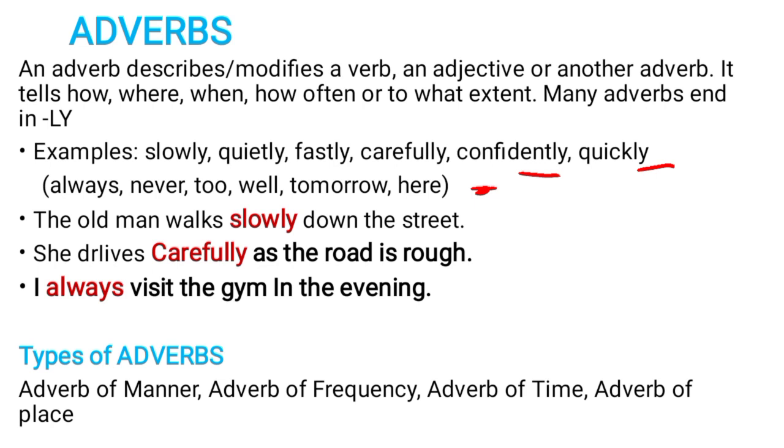Let's consider some examples. The old man walks slowly down the street. Now the highlighted word slowly is an adverb which describes the action, how the old man walks, and it answers the question how. So, how does the old man walk? The answer is slowly.